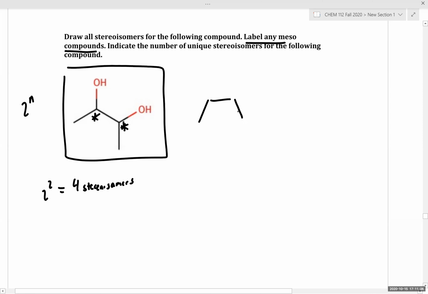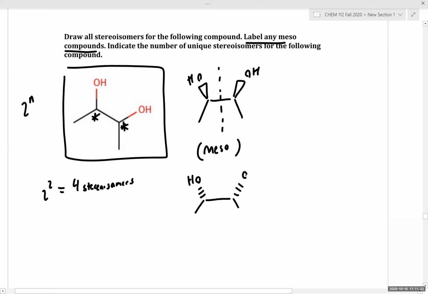So our first compound looks something like this. As we notice, there's an axis of symmetry, so this compound is meso. It's achiral. Likewise, the quote-unquote enantiomer, it's not a genuine enantiomer because it's meso, looks something like this. Both of these compounds are meso, so both of these compounds are identical.